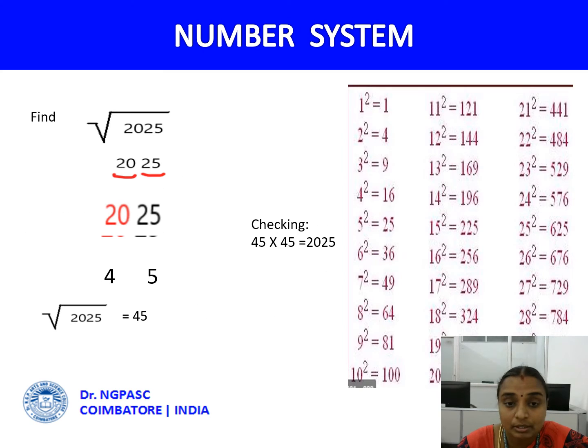Then coming to the next one, that is square root. So how to find the square root of a 4-digit number or 5-digit number or 6-digit number? It is the easy way to find the square root.